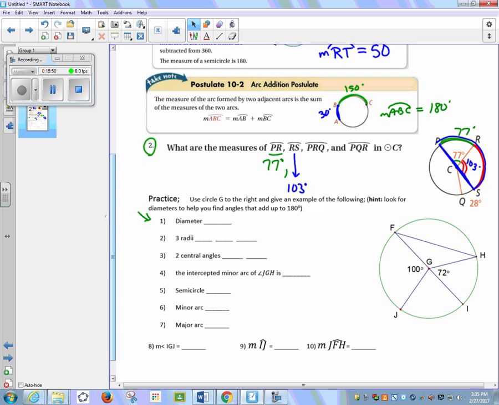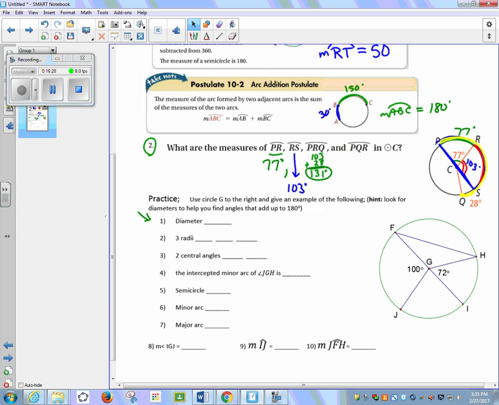All right, the next one asks for arc PRQ. Well, PRQ goes from P through R and ends at Q. We said PRS is 103, and now we have SQ is 28, so we're just going to do 103 plus 28, and we're going to get 131 degrees for PRQ.